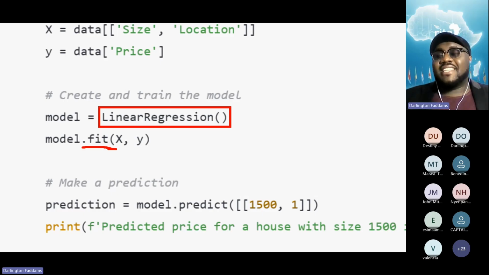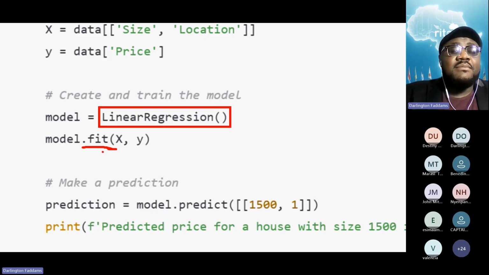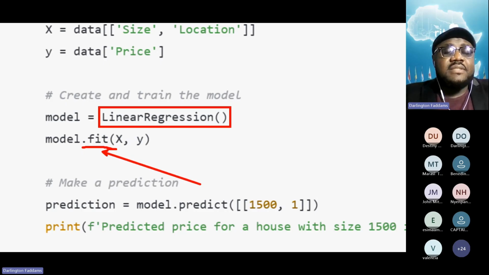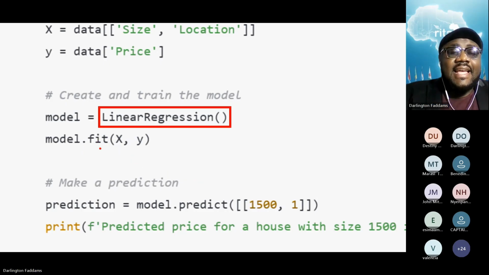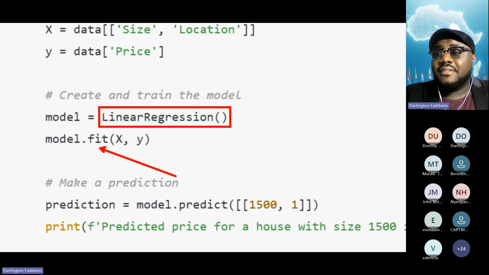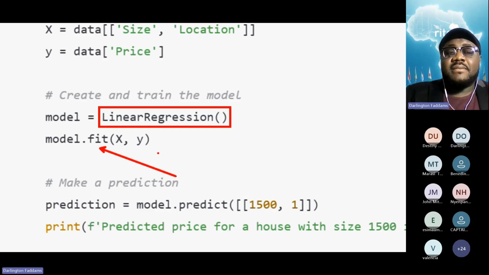Please type .fit in the chat for me, .fit. So when you are learning to build machine learning models, you are going to see this method called .fit. And this .fit is very, very powerful. I like those who added the parentheses because it's a function. It's a method.